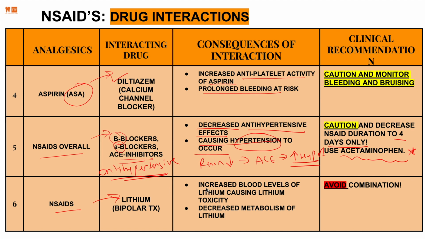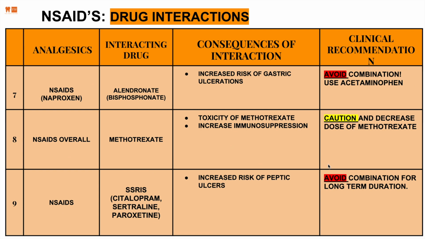Next is NSAIDs with lithium. The only problem is our kidney. See, it increases the blood levels of lithium, causing lithium toxicity because of decreased metabolism of lithium and decreased excretion of lithium. See, kidneys are impaired. Remember, kidneys are impaired. Therefore, let's avoid combination of NSAIDs with lithium.